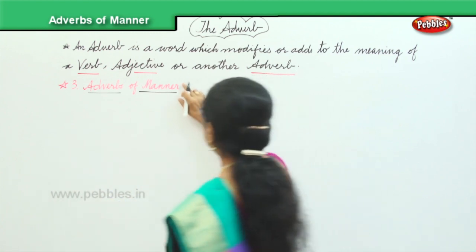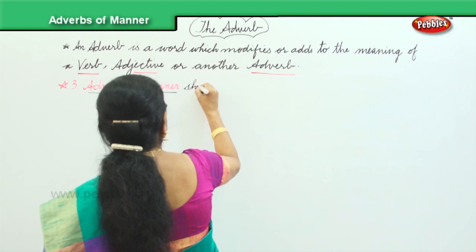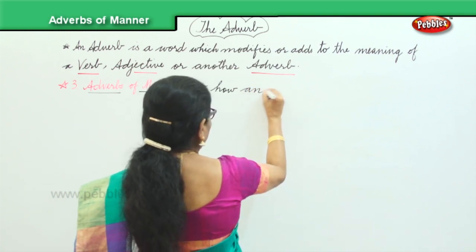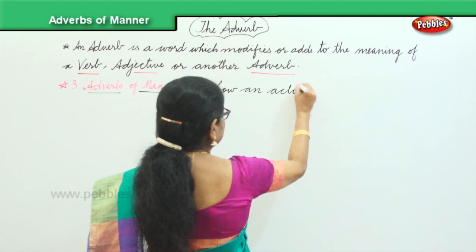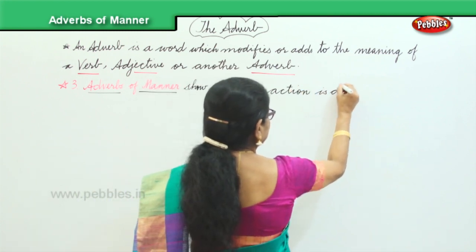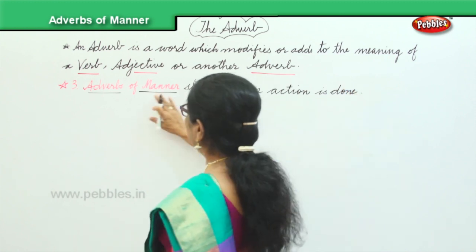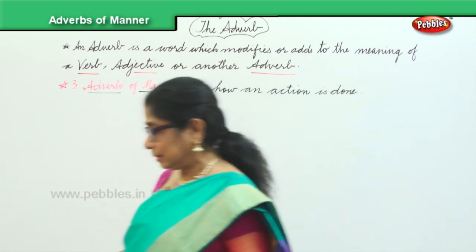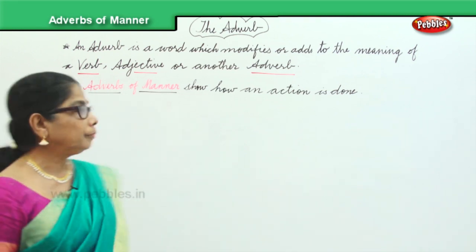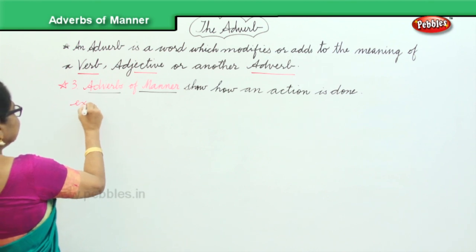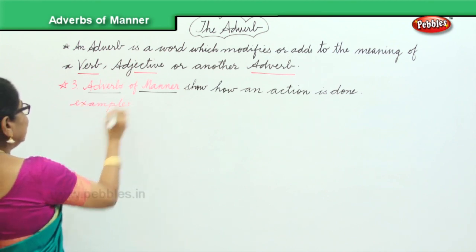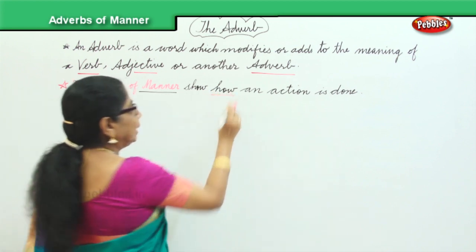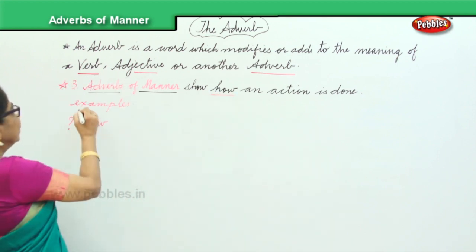Adverbs of manner show how an action is done. Okay, adverbs of manner show how an action is done. And therefore, to the sentences, you should ask the question, how? How is it done? Then you will get the adverb of manner.